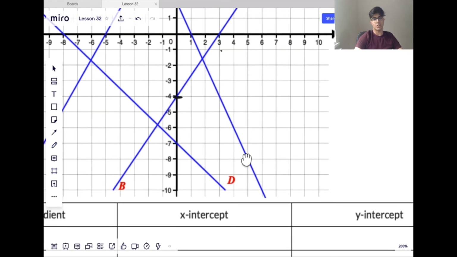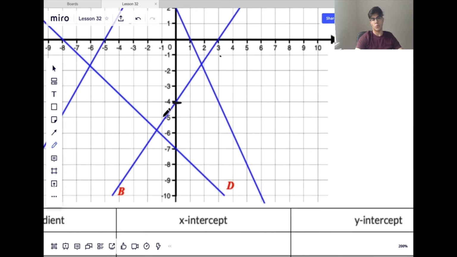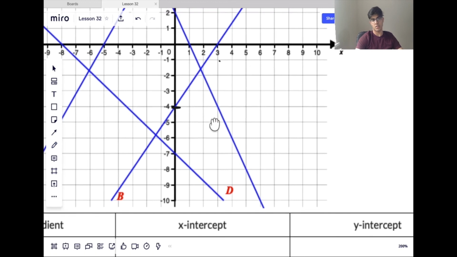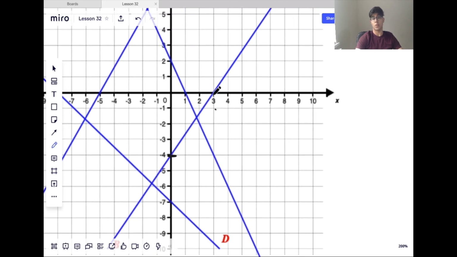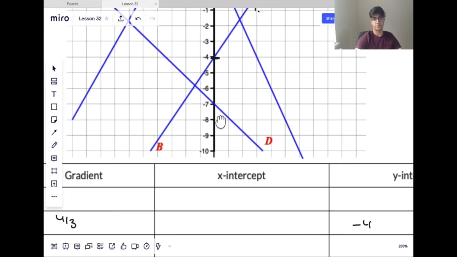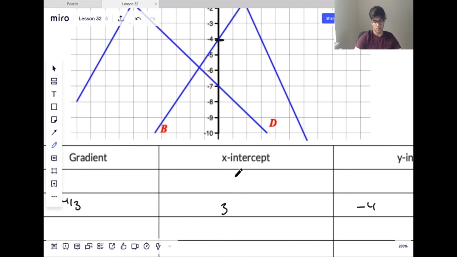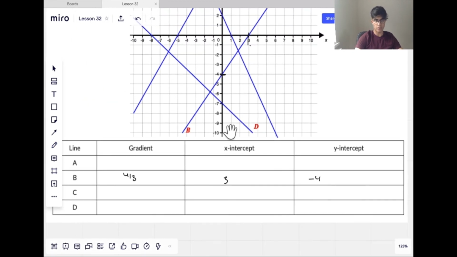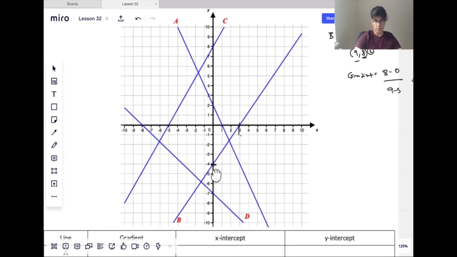And x-intercept, well, we know what the y-intercept is, right? Where the line crosses the y-axis. Well, the x-intercept is just where it crosses the x-axis, i.e. where y is 0. So as you can see on this right here, when the line crosses the x-axis, y is 0. So we just look at where y is 0, and you can see where it crosses, and that's just 3. And there we go.